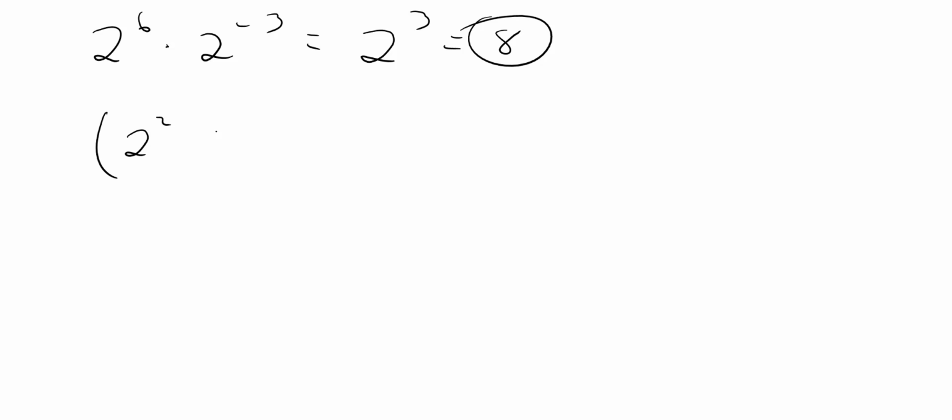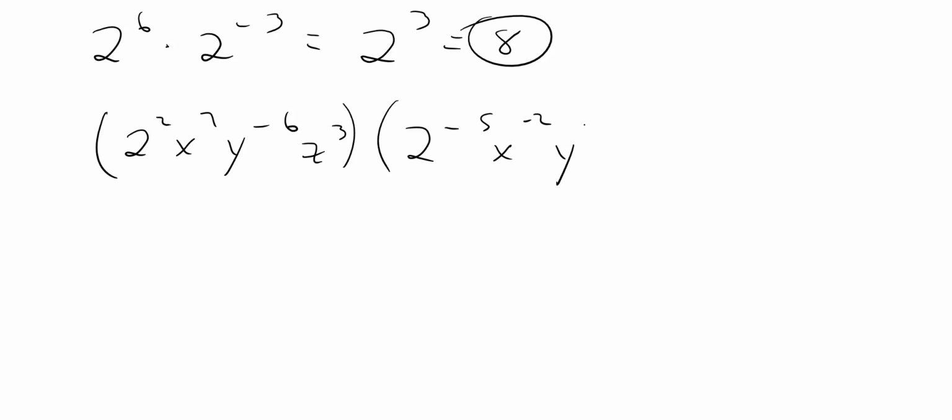2 in parentheses, 2 squared, x to the seventh, y to the negative sixth, z cubed, times 2 to the negative fifth power, x to the negative 2, sorry, y to the negative 3, z to the first power. It's got a lot of stuff in it, but we're going to only combine the stuff that's the same base.